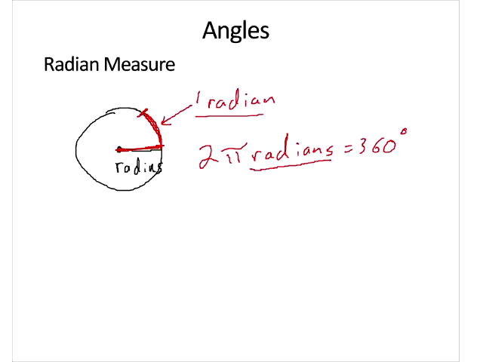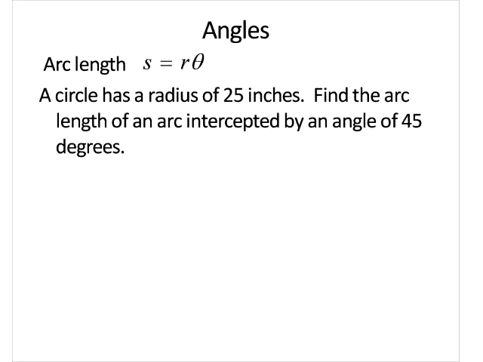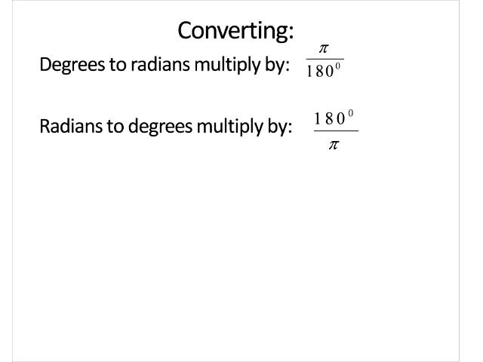Now most of the time we're not going to write the word radians. So if you see an angle measure that doesn't have the degree symbol, you're going to have to assume it's in radians. Let's convert. If you're going to convert from degrees to radians, you multiply by pi over 180. If you're going to convert from radians to degrees, you multiply by 180 over pi.